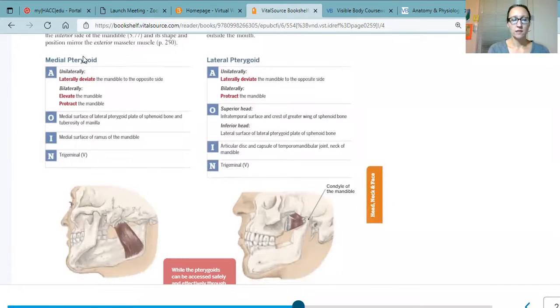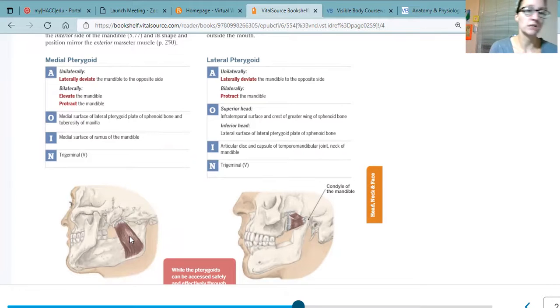So medial pterygoid is really on the opposite side of the mandible from masseter. So masseter is going to be right here. Medial pterygoid is going to be directly opposite it on the inner portion of the ramus of the mandible here. So if we take a look at the origin, medial surface of lateral pterygoid plate, I'll have to show that to you in a second, of the sphenoid bone and tuberosity of the maxilla, that's the origin. Insertion is medial surface of the ramus of the mandible, right? So we still have that ramus of the mandible as part of this attachment. So it is very much like masseter.